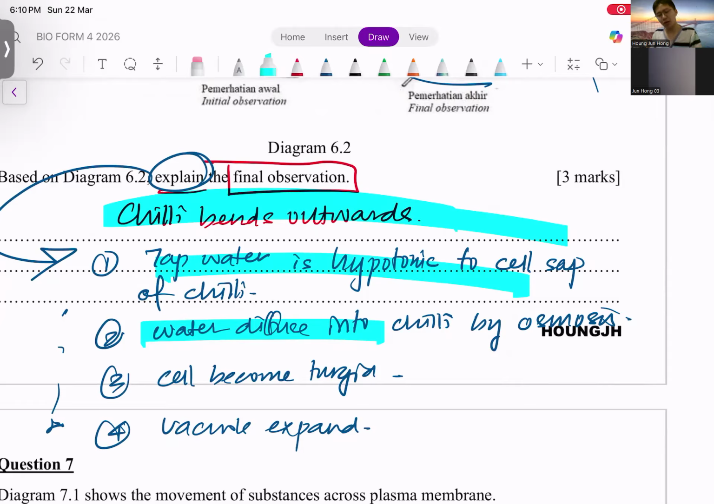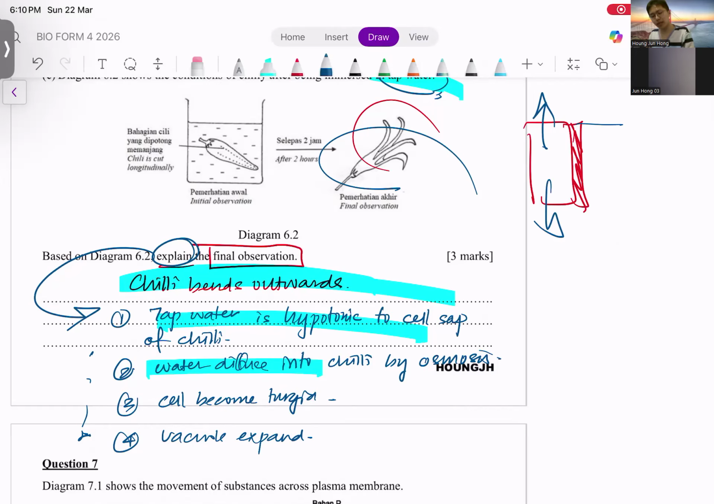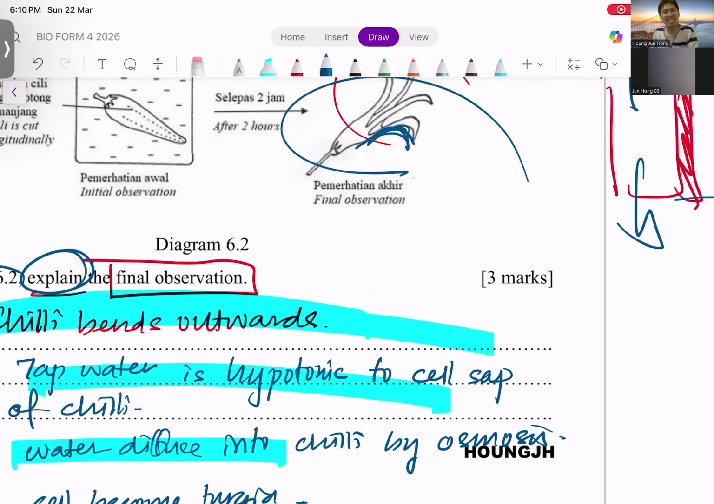Okay. Now let me quickly explain also why it is bending outward. This one is very similar to what we did before on the cucumber. Remember if there's a cucumber in the water, this part will expand and this part won't expand. So it becomes curved. Same over here, because the skin is not permeable to water, but the flesh is expanding. That's why the flesh expands, the skin doesn't expand, so it just bends.